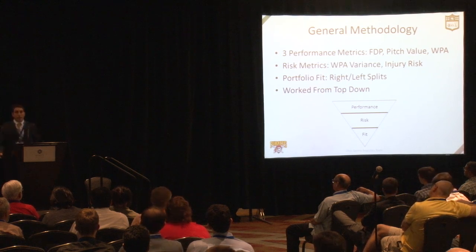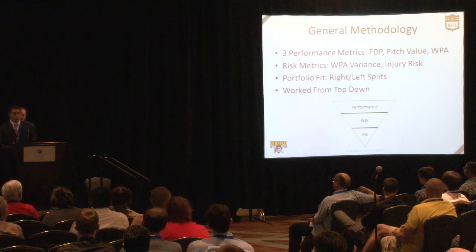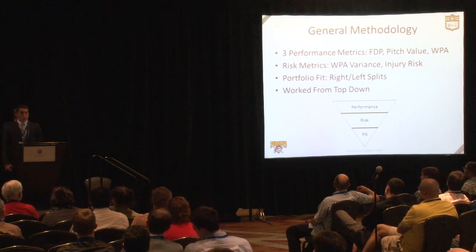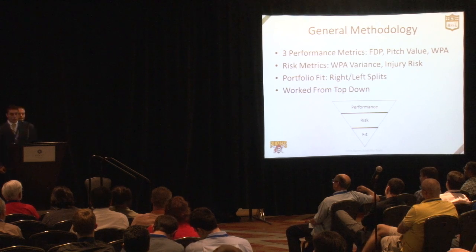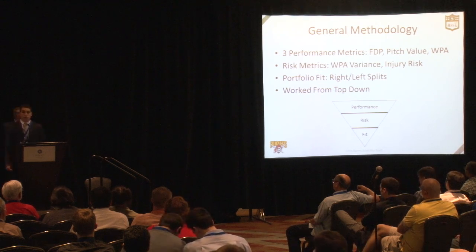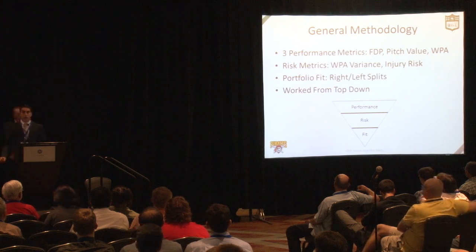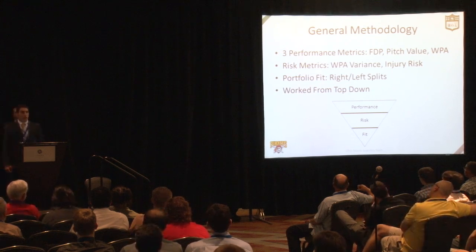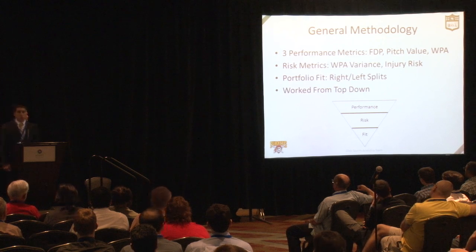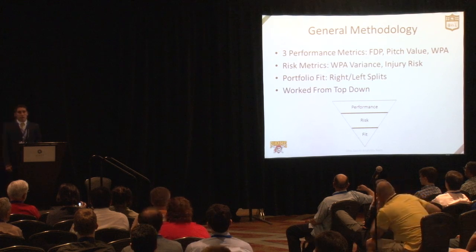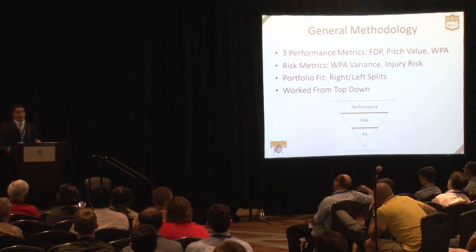Once we considered each pitcher in the player pool's performance metrics, the next thing we did was we took them through our given risk metrics, and those risk metrics were WPA variance as well as injury risk. Once we considered each pitcher's performance as well as their risk, the next thing we did was we took them through our portfolio fit to see how they would fare against the righties and lefties that the Pirates projected to face in the 2016 season. Overall, we worked from the top down, first considering performance, then considering risk, and finally considering how they would fit together as a group.